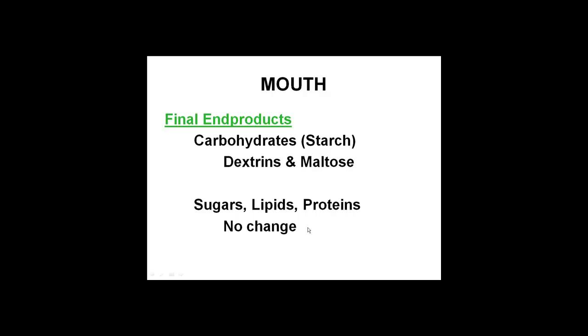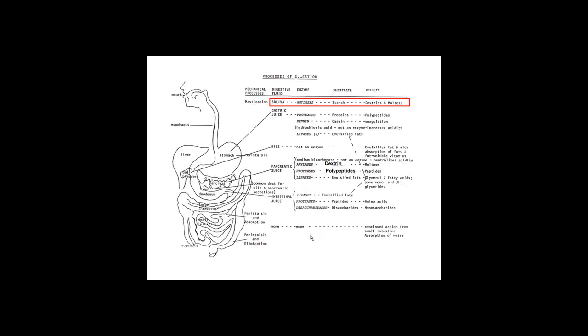So what this means is that the sugars, the lipids, and the proteins that you get in your food are not going to change. They're going to be the same as you ate them when they are swallowed. Maybe they'll just be a little bit more emulsified in the mucus. As this chart shows, in this column, the digestive fluid, the enzyme is going to be the amylases, they're going to break down starch, and you're going to end up with dextrins and maltose.